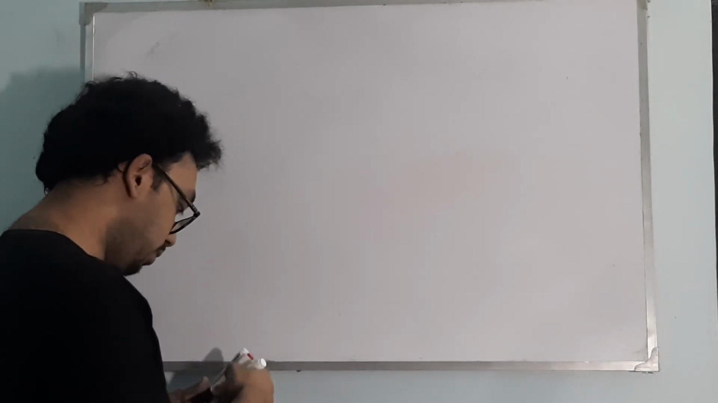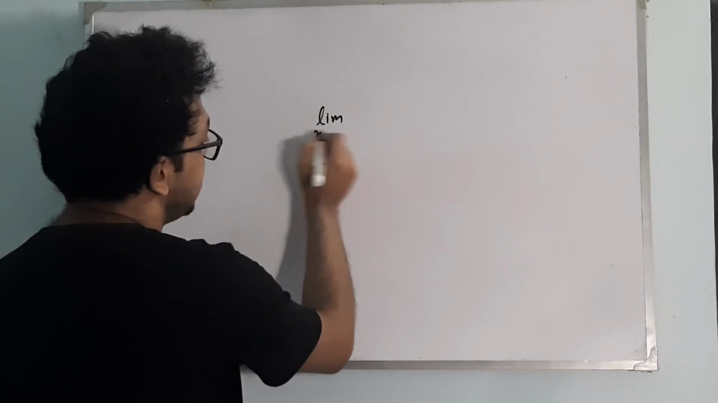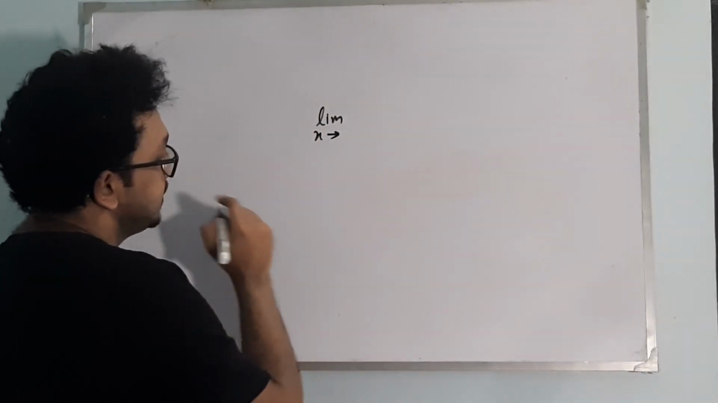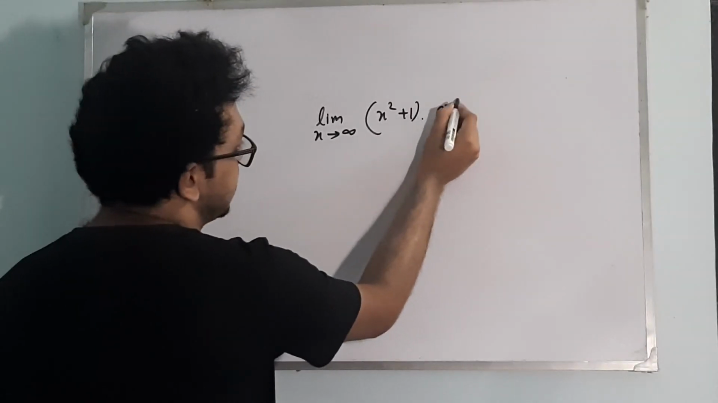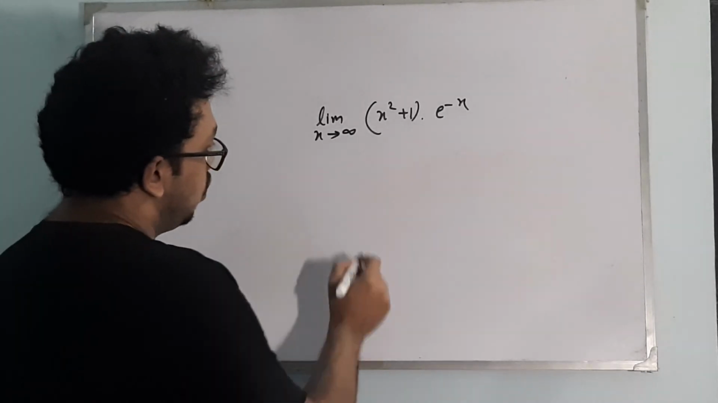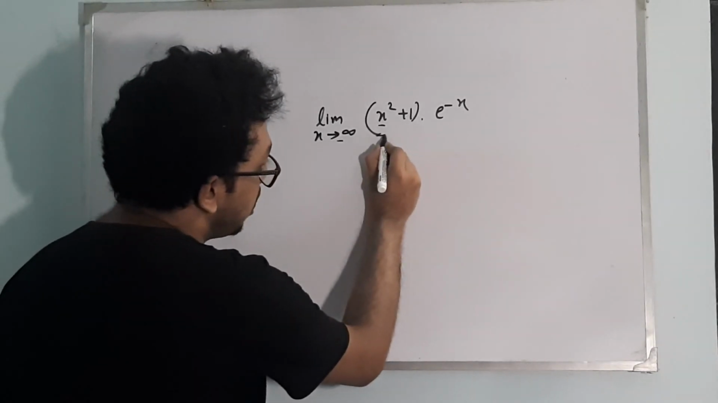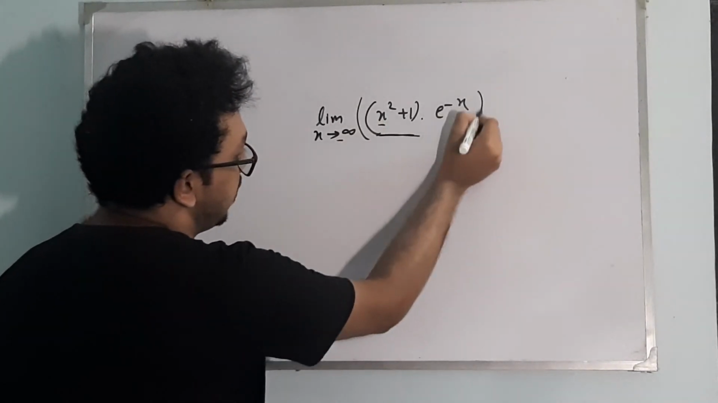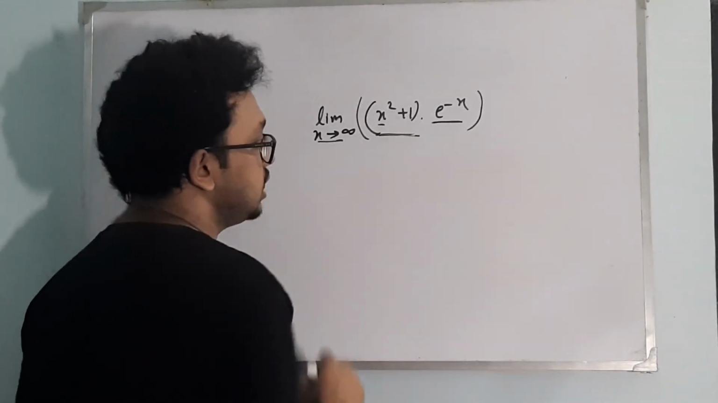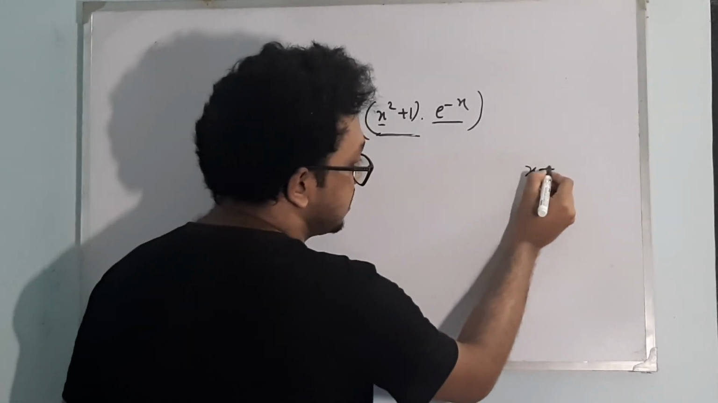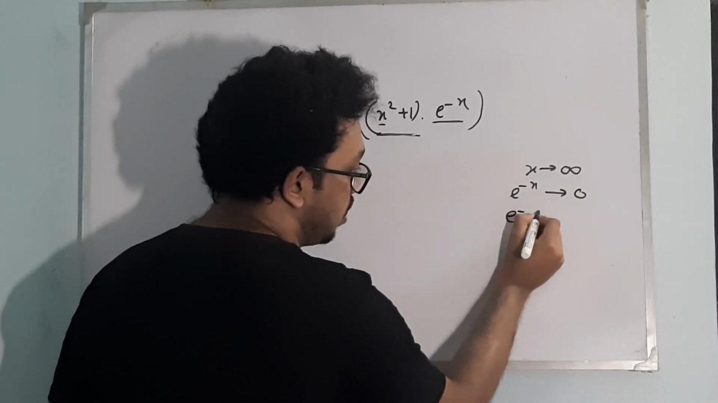So let us take a problem of 0 into infinite type. Suppose you have to find the limit as x tends to infinity of (x square plus 1) into e to the power minus x. See, when x is tending to infinity, x square is tending to infinity, so x square plus 1 is also tending to infinity. And clearly e to the power minus x will tend to 0, because when x is tending to infinity, e to the power minus x is tending to 0.